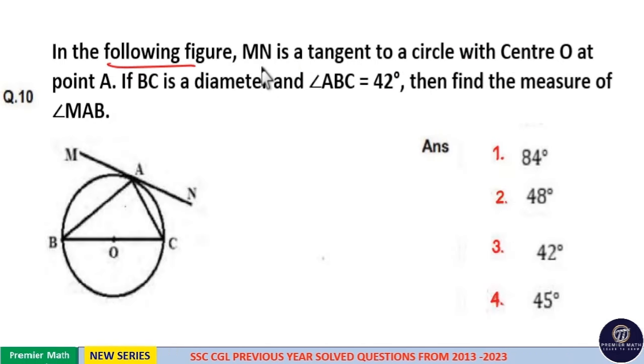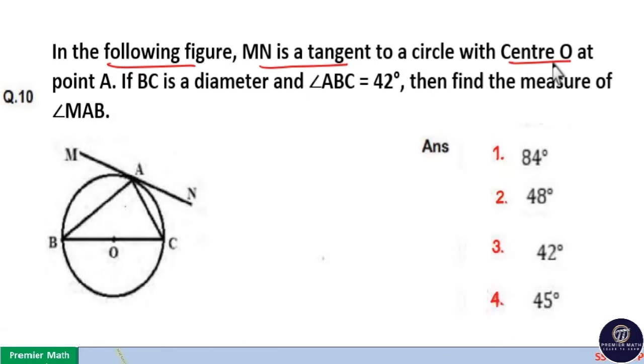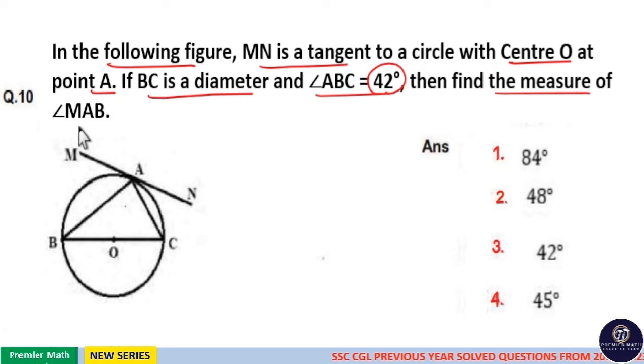In the following figure, MN is a tangent to a circle with center O at point A. If BC is a diameter and angle ABC is 42 degree, then find the measure of angle MAB. This is angle MAB. Now there is a theorem: this is tangent MN and this is chord AB.